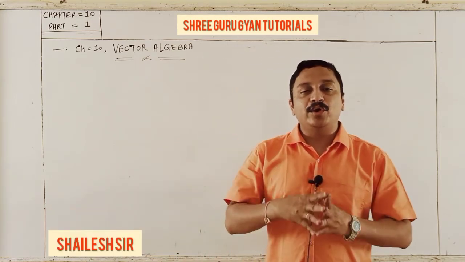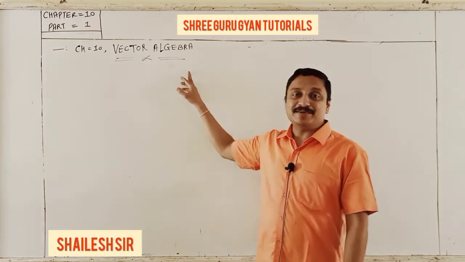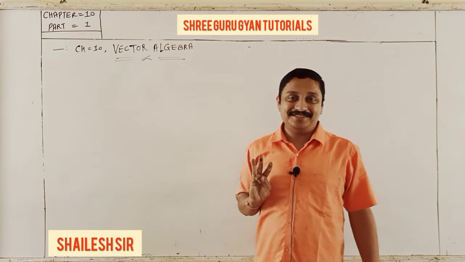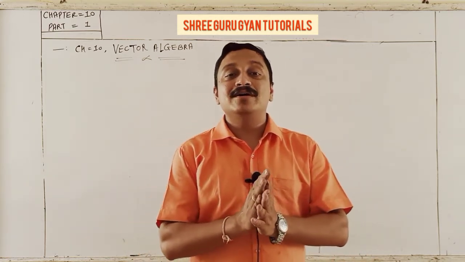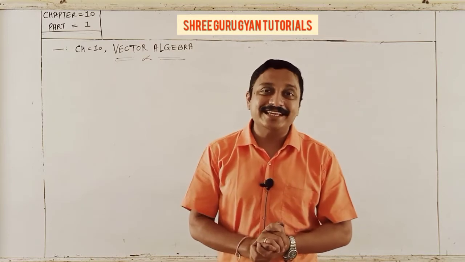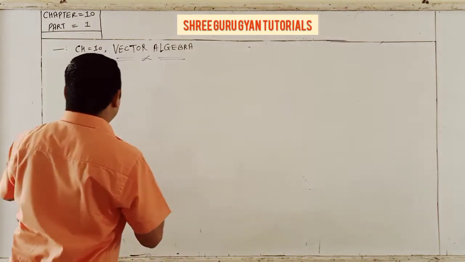Students, today I am going ahead with our chapter number 10. In vector algebra, it means it is 3D. There are 3 dimensions. So first I introduce our octant form. It means there are 8 directions in our vector forming.